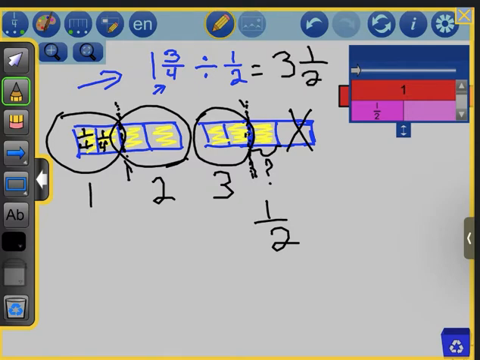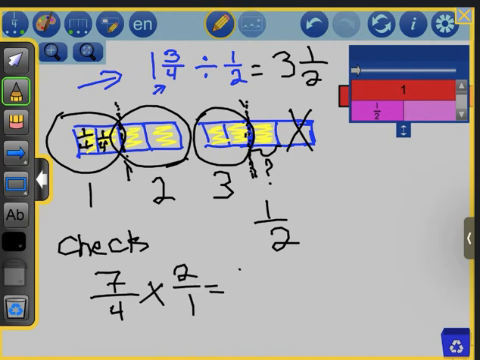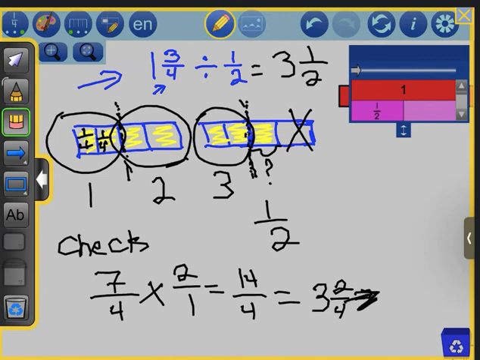Okay, now I could check this using the algorithm. Let me do my check. 4 times 1 is 4, plus 3 is 7. So I have 7 over 4. Keep, change, flip. 7 times 2 is 14, divided by 4. 14 divided by 4 is 3 2/4, and that is the worst arrow. That's an arrow, by the way. Let me fix it. And that is 3 1/2.